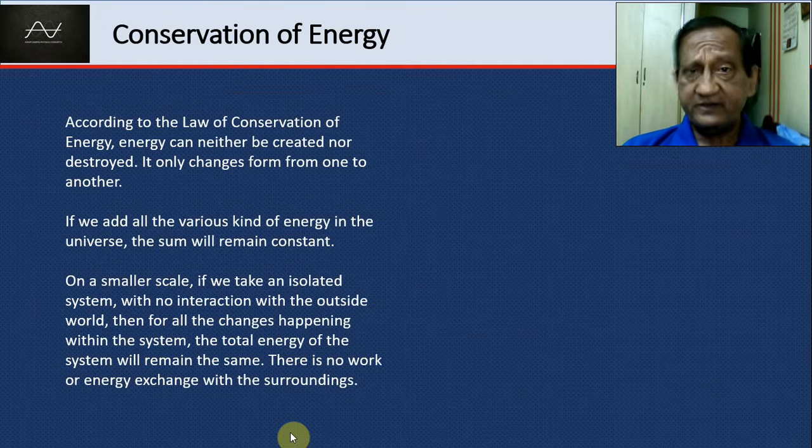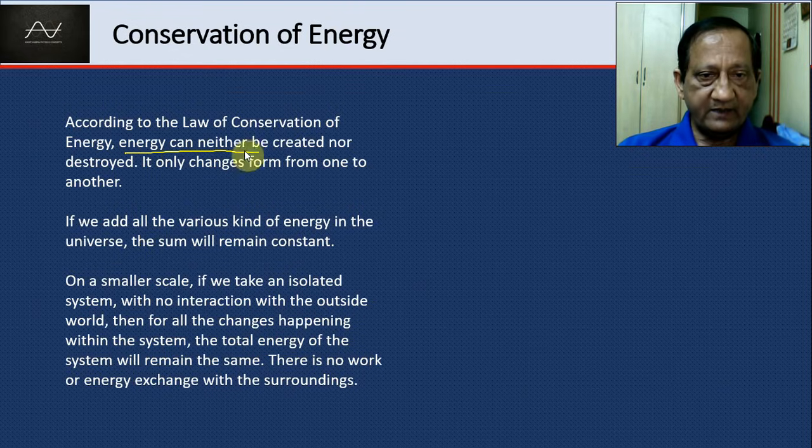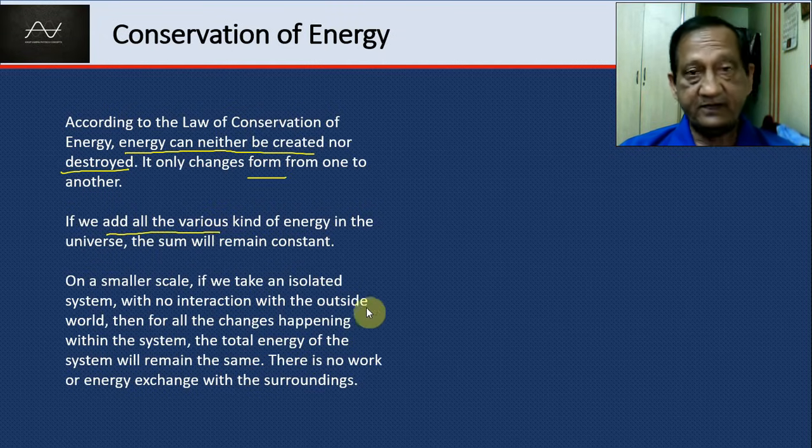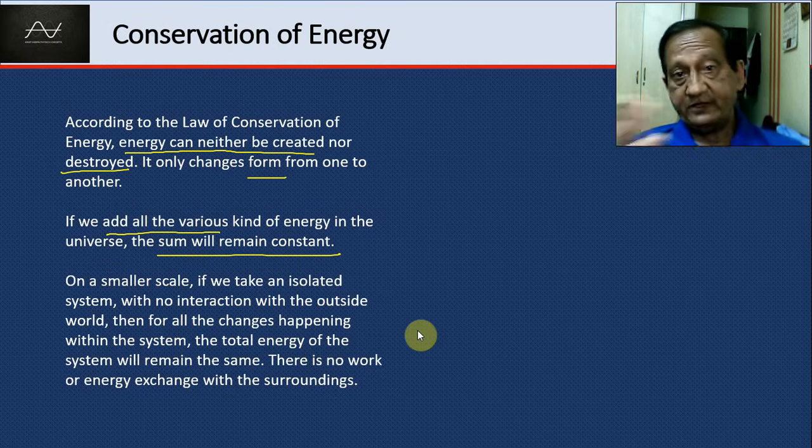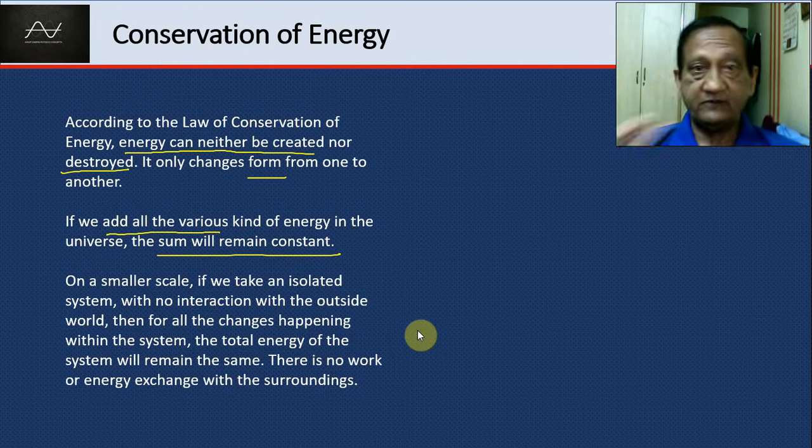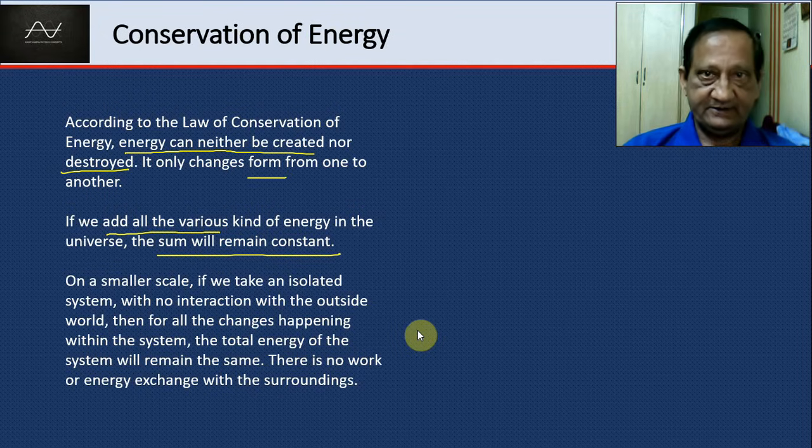Conservation of energy is a very important law of science. Energy can neither be created nor destroyed. It only changes form from one to the other. If we add all the various kinds of energy in the universe, the sum will remain constant of the whole universe. It may change form from one to the other, from kinetic to potential or vice versa, or for that matter, from light into electricity, or from heat into sound. All kinds of transformations are possible. But the sum total of energy in the universe stays constant.